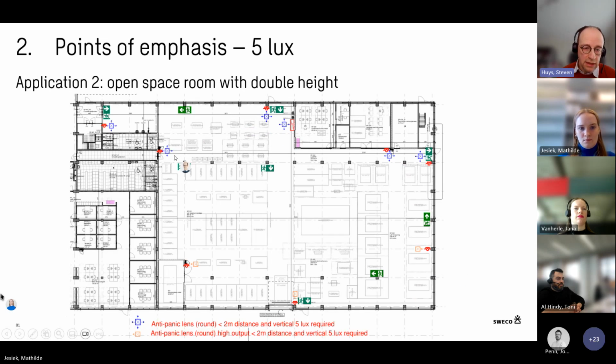Then the blue ones are in the single height zone. So it's a normal lumen output fixture we need here in front of it. So the point of emphasis we need here, this button, is because there is a glass here, further away than the 2 meters from the door. Here, in fact, we need within 2 meters of the door also one. And here at the double height, we need the orange luminaires, and they are the high output variants to meet the 5 lux requirements also.